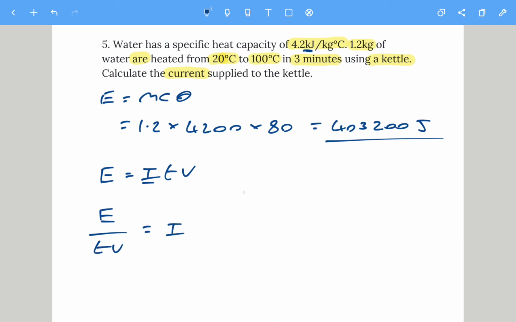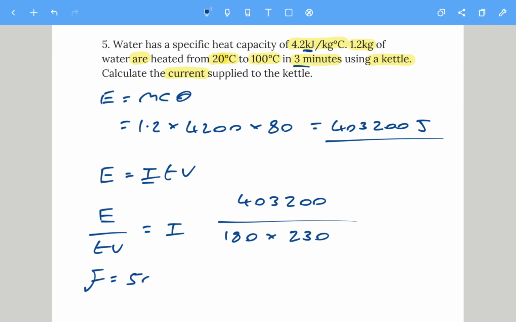So the energy transferred is the 403,200 joules, which we just calculated, divided by the time. So we've got 3 minutes, which we need to turn into seconds. So that's 180 seconds, 3 times 60. Multiplied by the voltage. Now this is a kettle, so it's running on mains electricity. Mains voltage, which you need to know, is 230 volt average. Okay. Just as a bonus bit of information, you also need to remember the frequency of mains electricity is 50 hertz. We don't need that for this question, but why not?